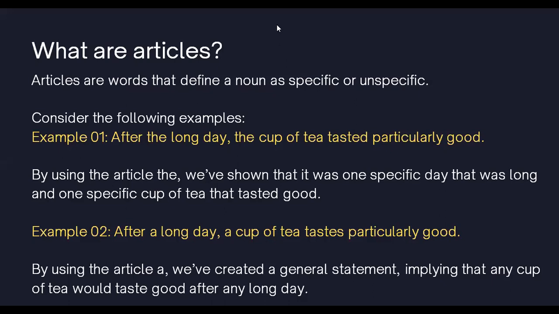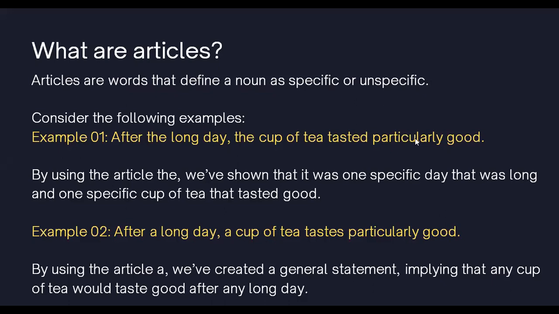Right? After a long day, a cup of tea tastes particularly good. So now the article "a" here is what? It refers to unspecific information. That means now we do not know, there can be so many long days, there can be so many cups of tea that may taste particularly good. So it refers to a general idea.